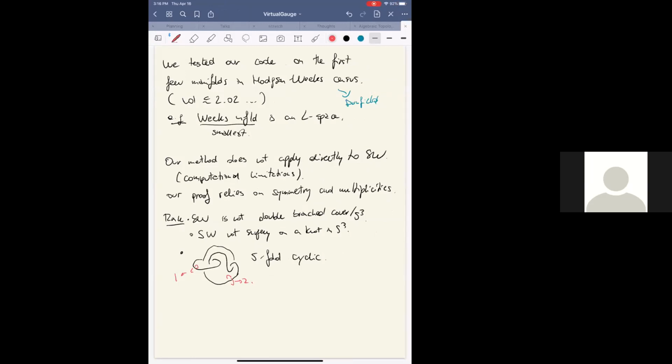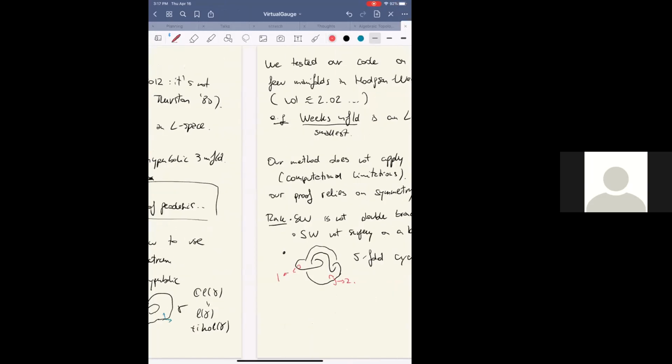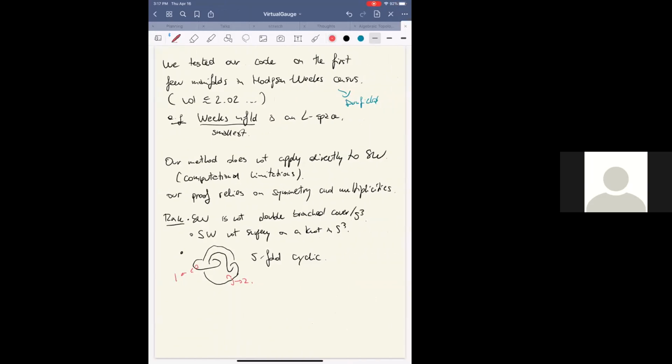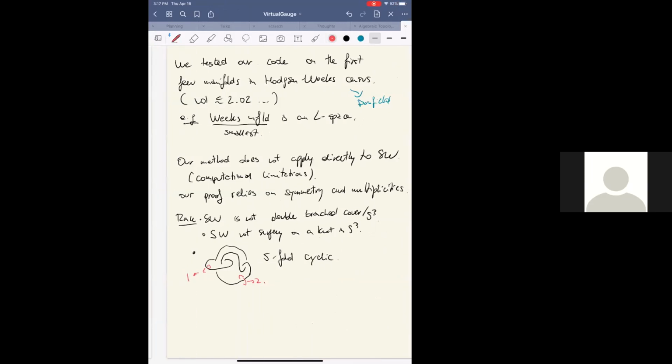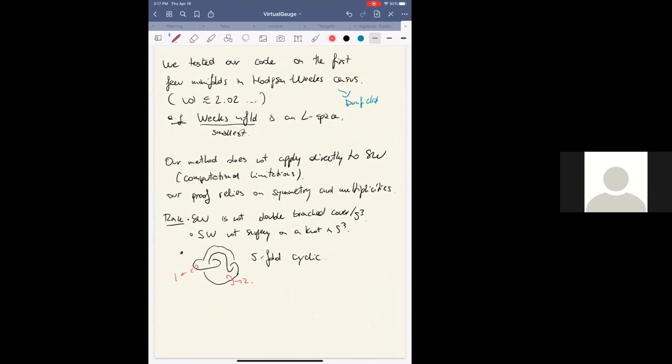Okay, so I'm not sure if this description can help prove that Seifert-Weber is an L-space in a more topological way. But in principle, one could use some other description and a more topological tool to prove the same theorem. Yeah. Any question?